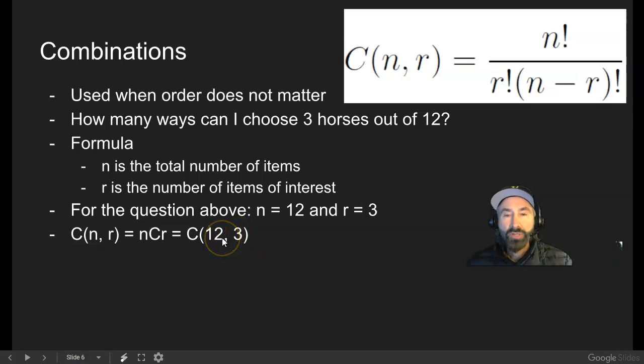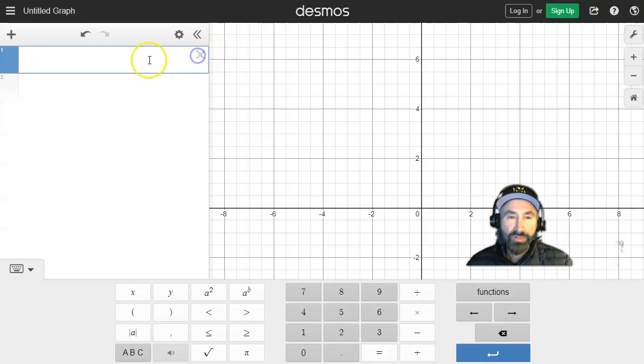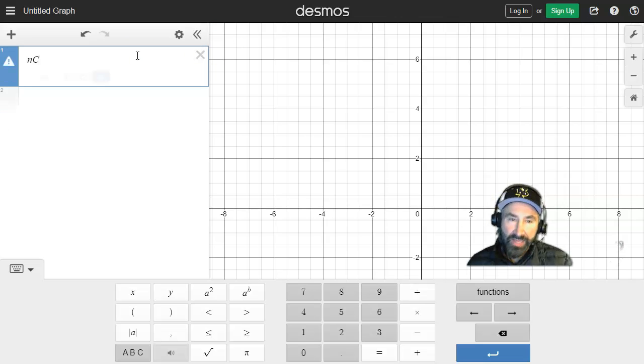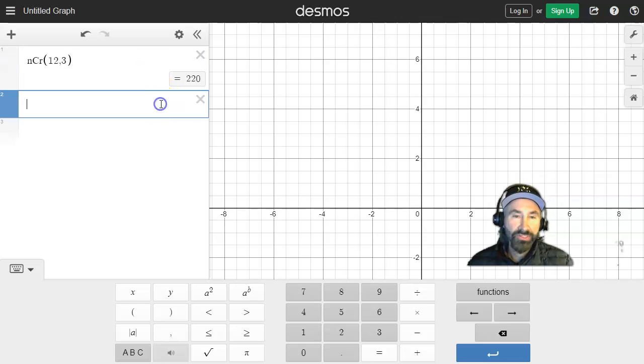Now, again, some calculators do it differently than others. We're going to take a quick look at Desmos. In Desmos, let me get rid of these guys, and we're going to do nCr, with a capital C and lowercase r, and then we'll do 12 comma 3. And notice that we get a different answer than we did for permutations. For permutations, we got 13 something.